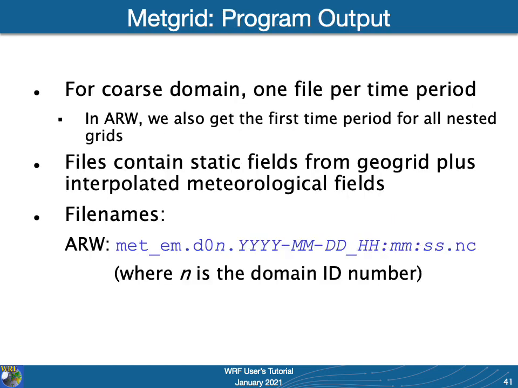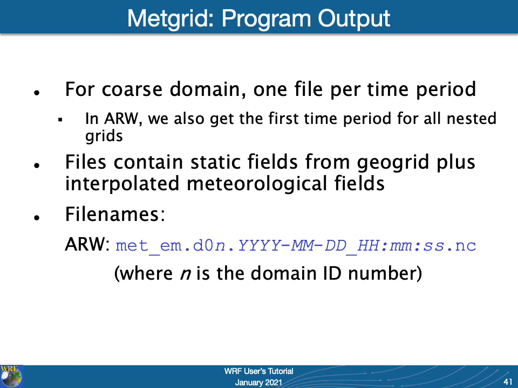After the Metgrid program finishes running, we get one netCDF output file per domain per time period that was processed by the Metgrid program. All of these netCDF output files contain the static fields that were in the Geogrid output, plus the horizontally interpolated meteorological fields that were processed by the Metgrid program. These file names have the form shown here: met_em.d0n, year, month, day, hour, and sometimes minutes and seconds. So n is the domain number, and as with the Ungrib program, the year, month, day, and hour are given in UTC time.